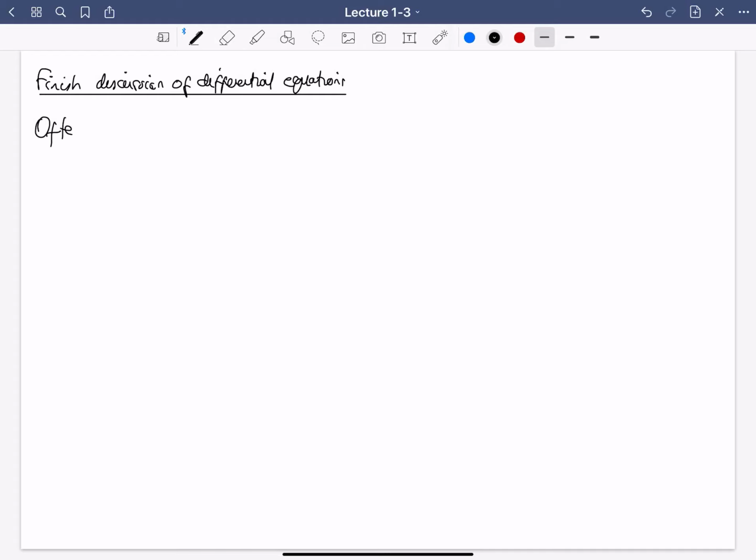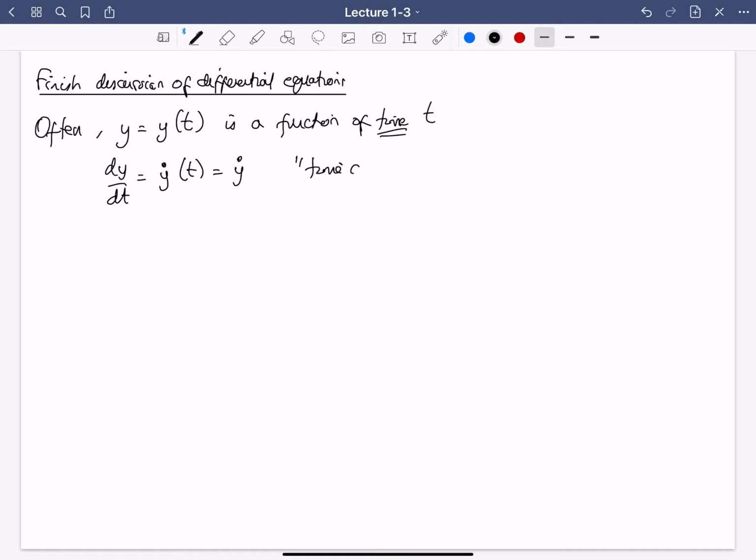Actually, often when we're doing applications, the variable y will not be a function of x, but you should think about it as a function of time. So t is always the variable time. And then the derivative dy by dt would often be denoted just by y dot of t, or even just y dot for short. So dot is time derivative.